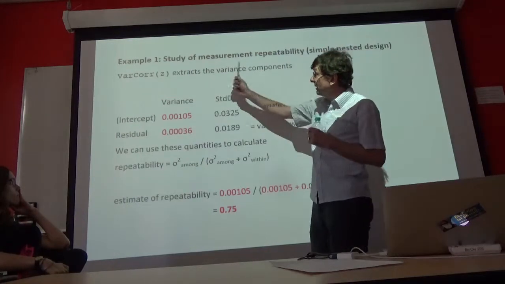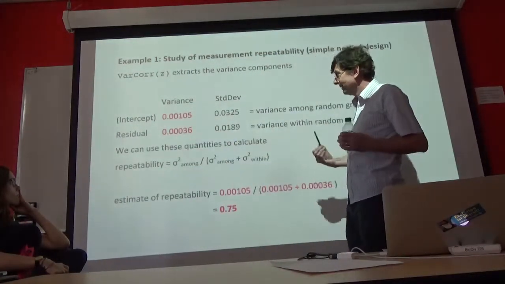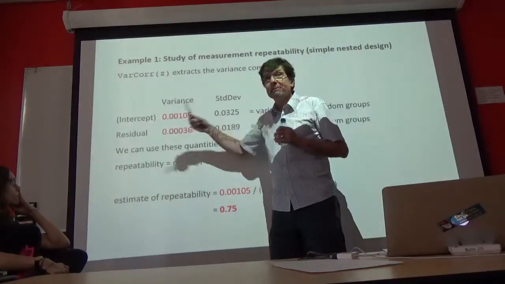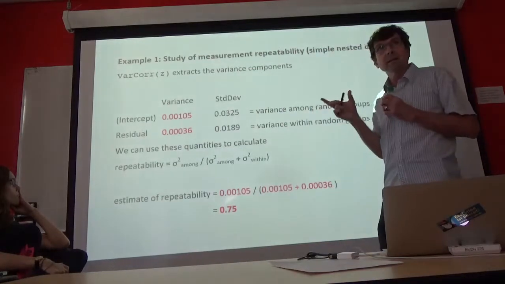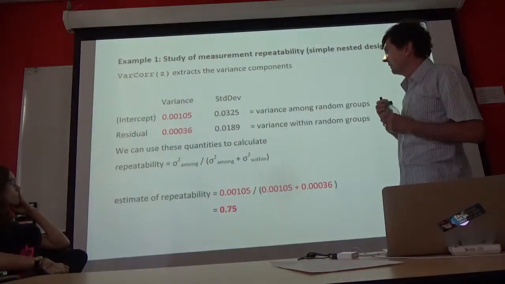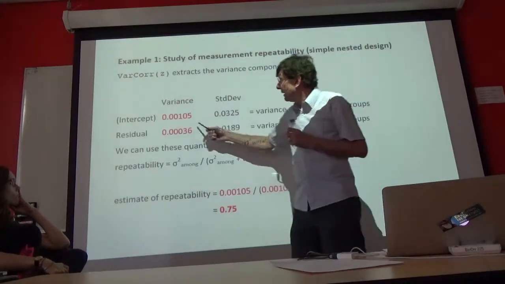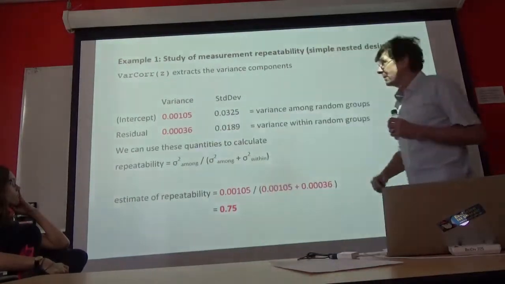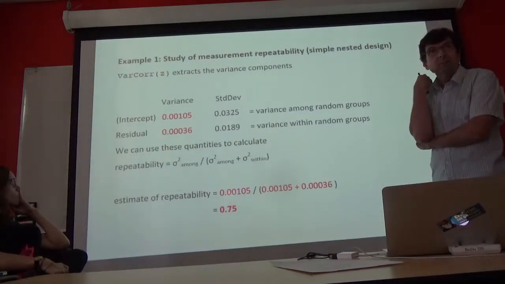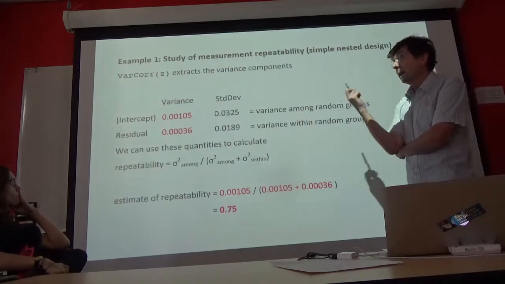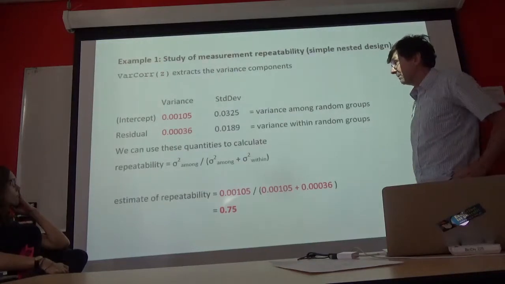So if you run VarCorr, it'll give you a table that looks like this. Intercept, residual. And you'll go, what? This is measuring the variability among the random intercepts that we stated in the random part of the model formula, or its square root, the standard deviation. And the residual is always the variation among the repeat measurements within the random group. So those are the estimates of the variance attributable to those two sources of random variation.